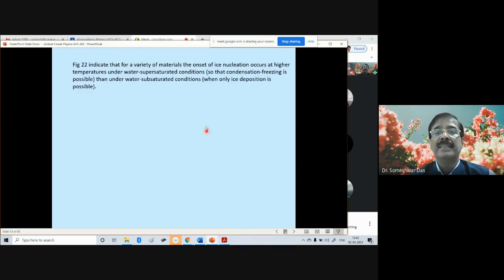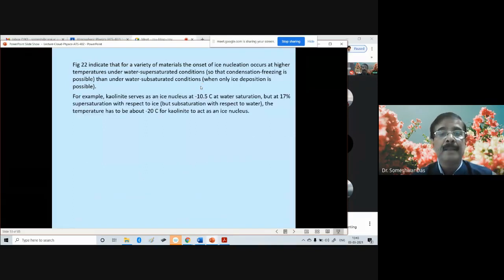So this indicates that for a variety of materials, the onset of ice nucleation occurs at higher temperatures under water supersaturated conditions, so that condensation freezing is possible, than under water subsaturated conditions when only ice deposition is possible. For example, kaolinite serves as an ice nucleus at minus 10.5 degrees centigrade at water saturation, but at 17% supersaturation with respect to ice and subsaturation with respect to water, it is supersaturated with respect to ice but subsaturated with respect to water at minus 10.5 degrees centigrade. Otherwise the temperature has to be about minus 20 degrees centigrade for kaolinite to act as an ice nucleus.